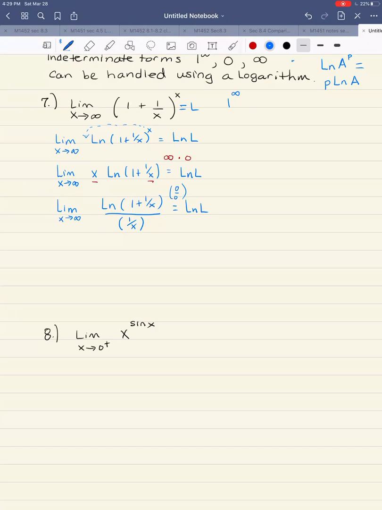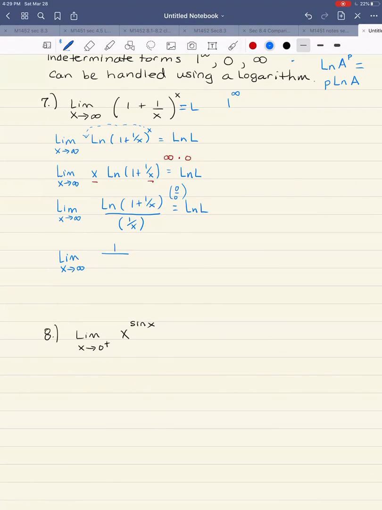But now I have 0 over 0. Natural log of 1 plus 1 over infinity. 1 over infinity is going to go to 0. So the natural log of 1 is 0. 1 over infinity is 0. Now we're going to use L'Hopital's rule.